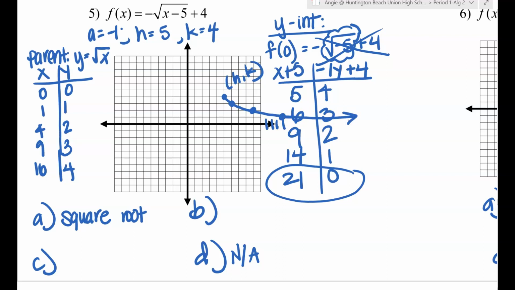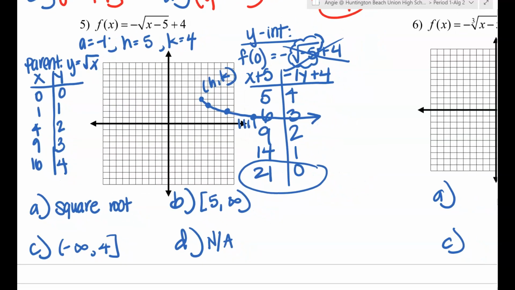Well, the domain of this particular square root function: the smallest x value we have is 5, and it goes to the right indefinitely. The range: the highest value we have is 4, so we have -infinity to 4 inclusive. And that's the square root, y'all.